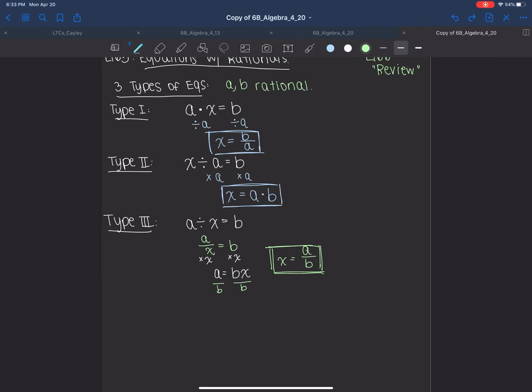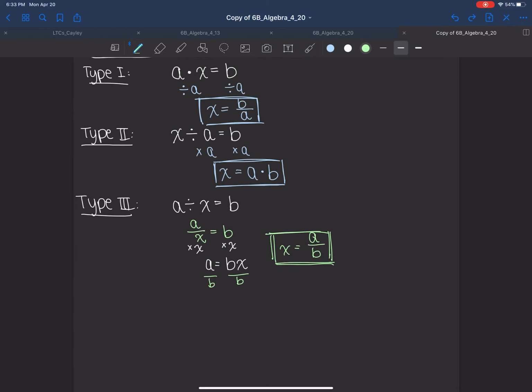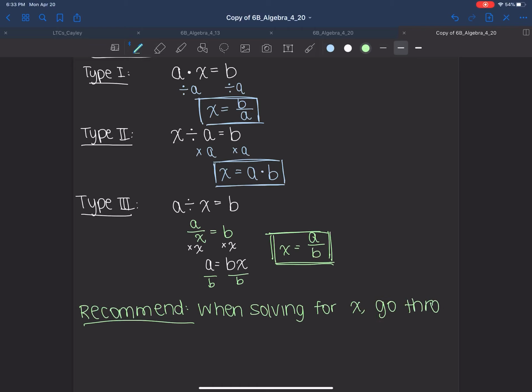So actually, I talked about this in class, but I recommend that when solving for x, we want to actually go through all steps. So things like here where we have to multiply both by x and then divide by b, show all that. You're less likely to make mistakes.